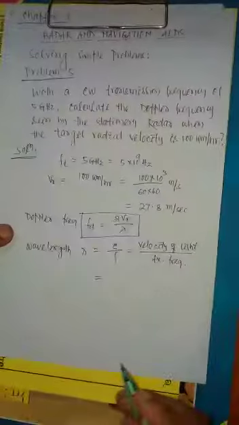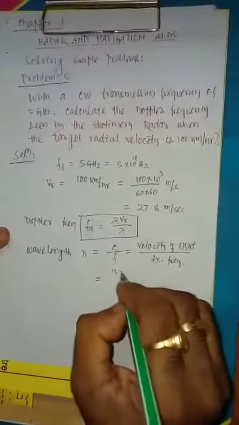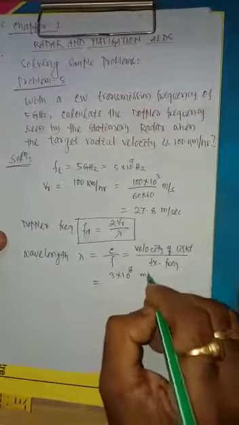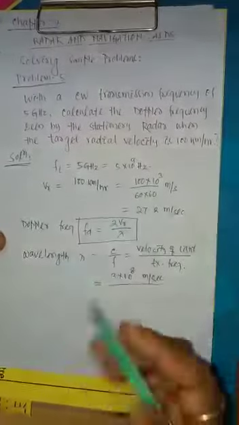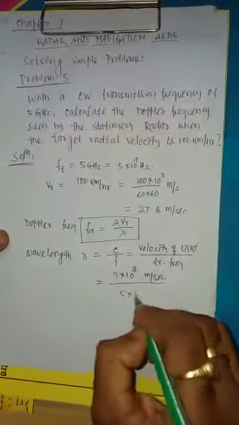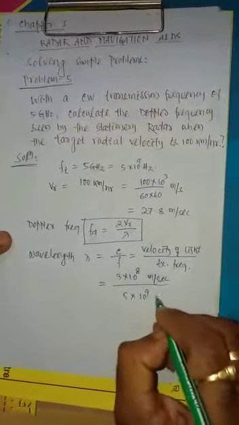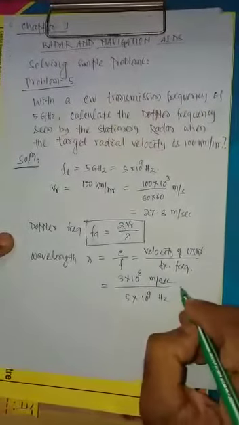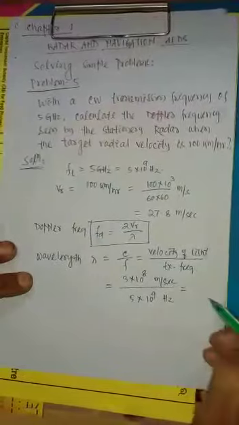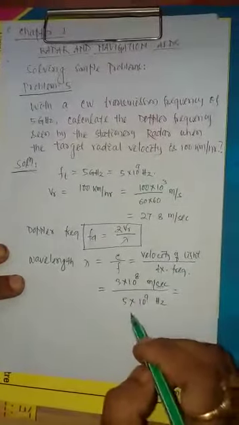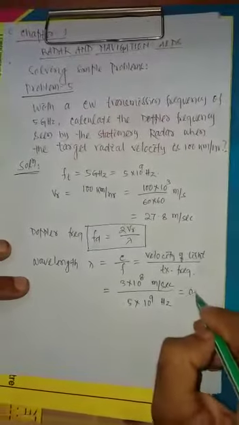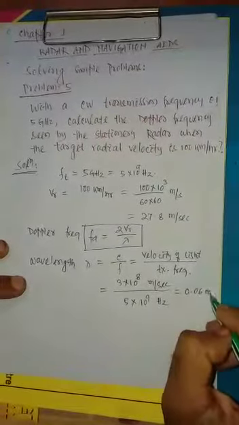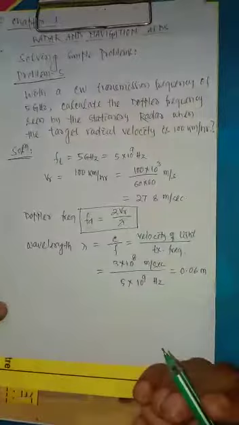And if we put the value of velocity of light to be 3 into 10 to the power 8 meter per second, and the transmission frequency is already given 5 into 10 to the power 9 Hertz, so lambda is coming to be 3 into 10 to the power 8 divided by 5 into 10 to the power 9. It will be around 0.06 meter.